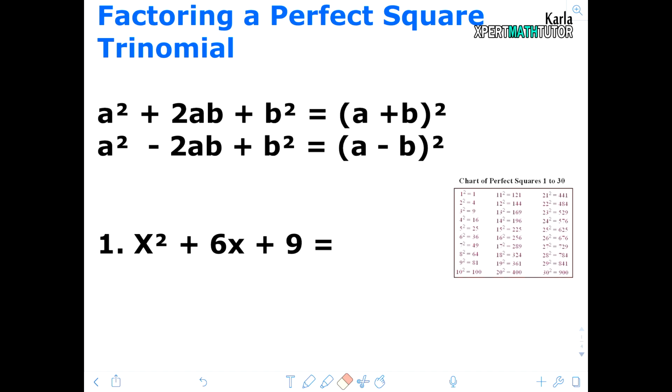I'm Carla from Expert Math Tutor, and today's lesson is factoring a perfect square trinomial. So let's get to it.